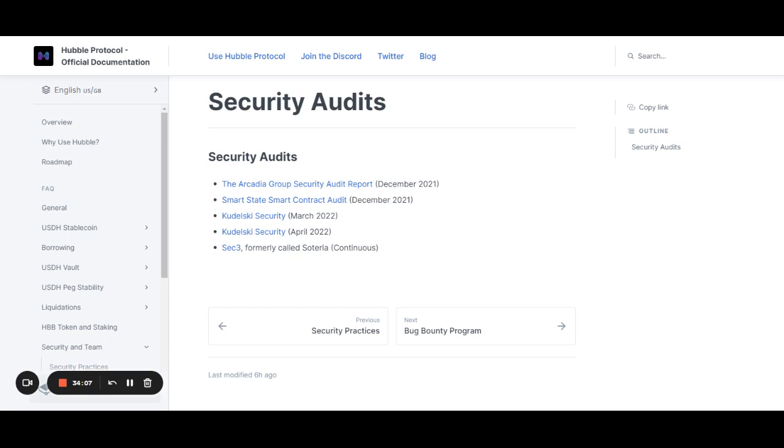I think we've pretty much covered a lot. Would you like to add anything else that you think people should know about checking protocols for security and making sure that they're on top of their DeFi game?